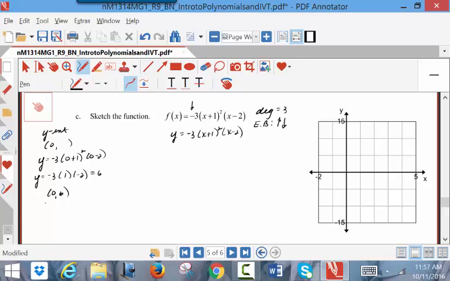Now what do I do? Okay, they're going by 5s on this table. So if this is 5, 6 would be about right here. Okay, there's my y-intercept.